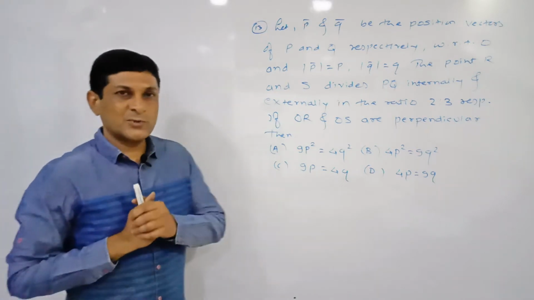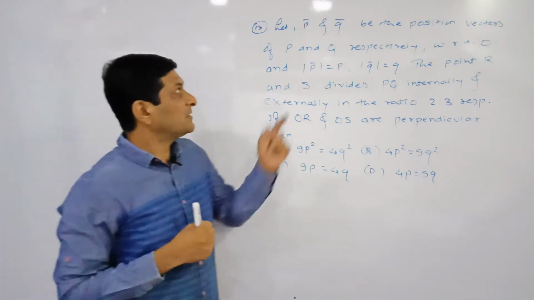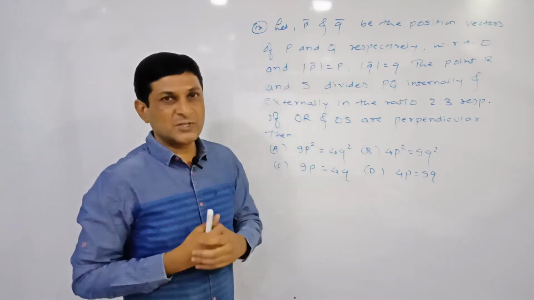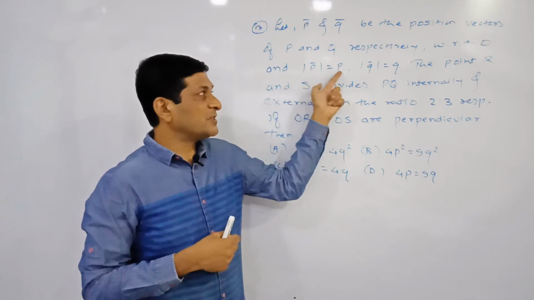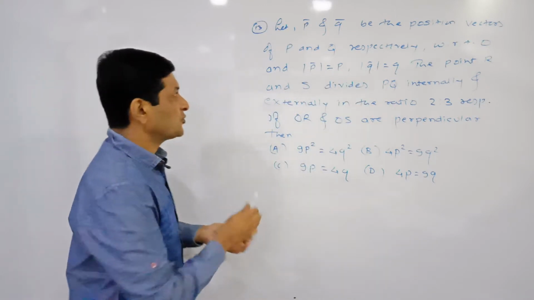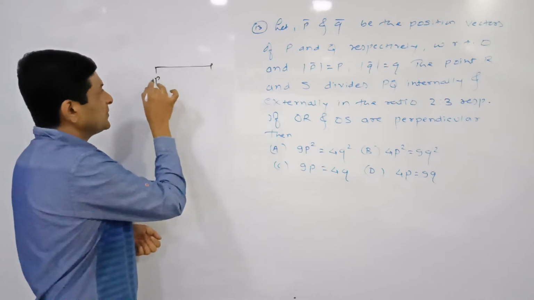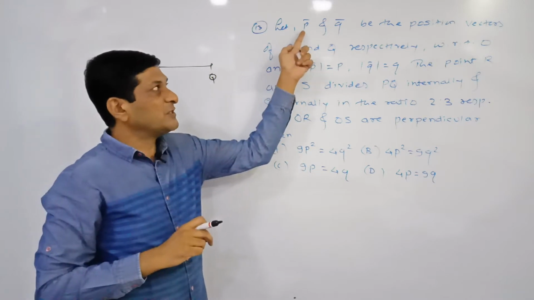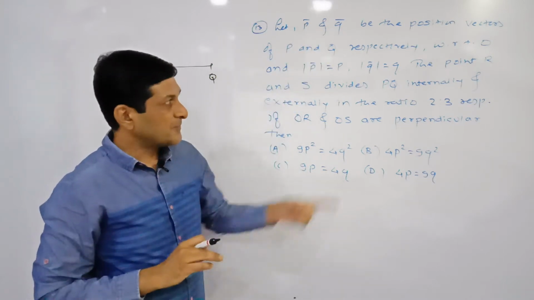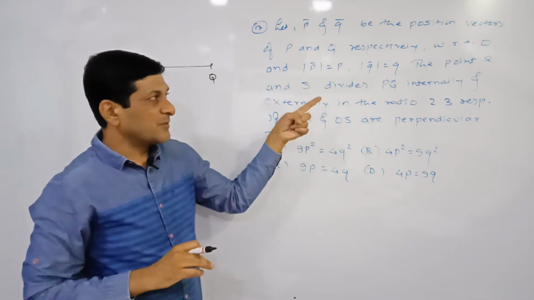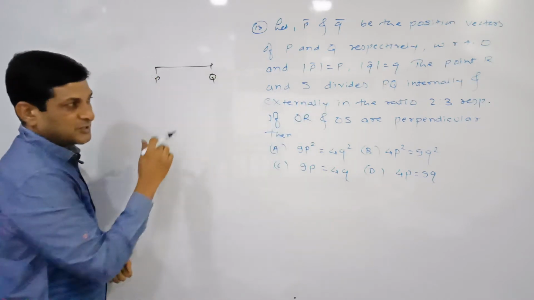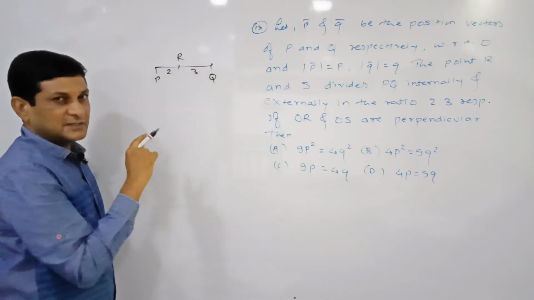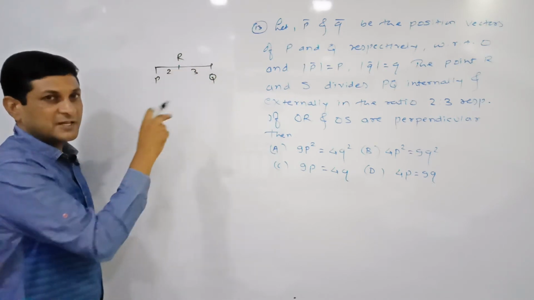So now let us try to solve example number 13. In the 13th example, P bar and Q bar are position vectors of points P and Q with respect to O. The magnitude of P bar is p, the magnitude of Q bar is q. So 2 points are given to us here, 1 point is P and 1 point is Q, where the position vector of point P is P bar and the position vector of point Q is Q bar. R and S divide the segment PQ internally and externally in the ratio 2:3. So R divides the segment PQ internally in the ratio 2:3.